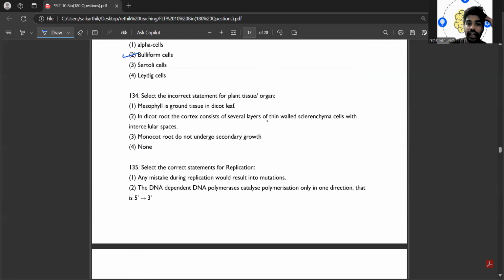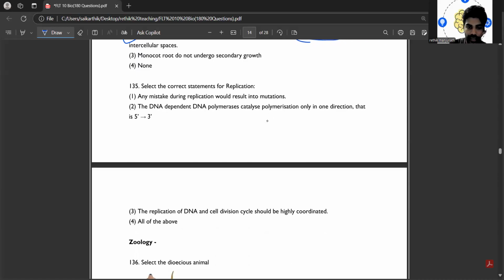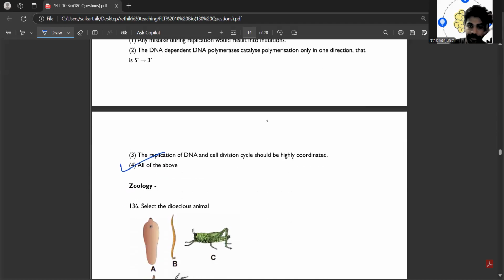134 is about selecting the incorrect statement for plant tissue organ. So out of these four, the second one will be incorrect because in dicot root, instead of parenchyma cells, they are actually walled with what? They are parenchyma cells with intercellular space. Second one. So 135 says select the correct statement of the replication. So out of this, all four are correct statements of the replication.